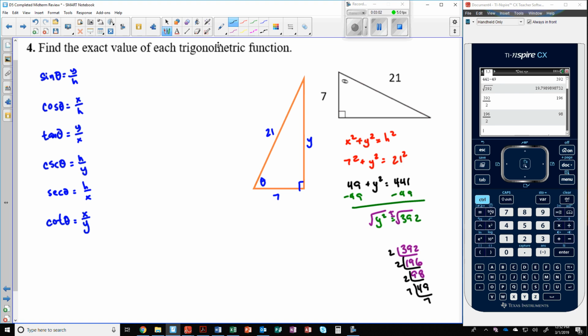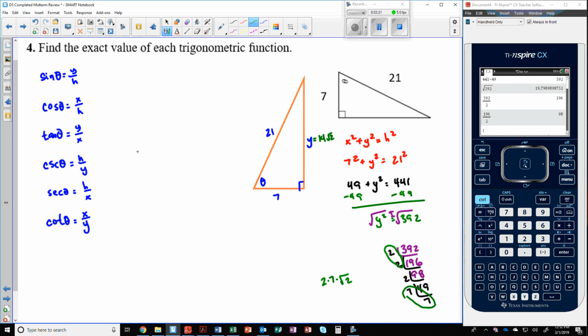Now, if you have a pair, those come out. So here's a pair of 2's. Here's a pair of 7's. So those would come out. And that means I have 2 times 7 times the square root of the leftover number 2. So y equals 14 square roots of 2.